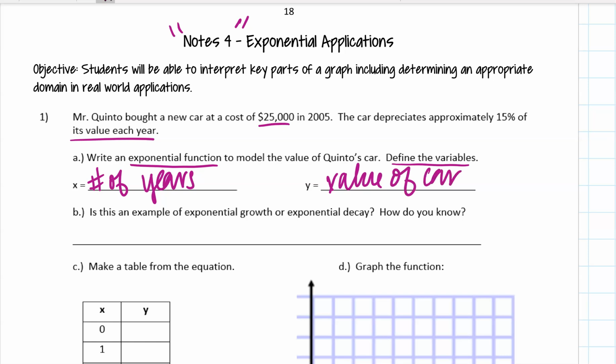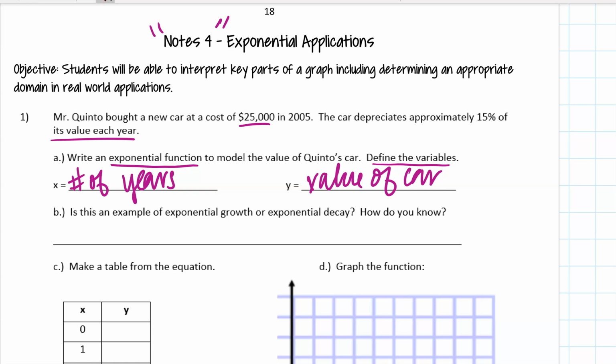Okay, so when we write our equation, we're going to write it in this little space up here. Equation, okay, it's going to be of the form y equals a times b to the x. So our initial value here is a, that's the original cost of the car. And then we need to find our exponential base b. Okay, so we have this rate here.